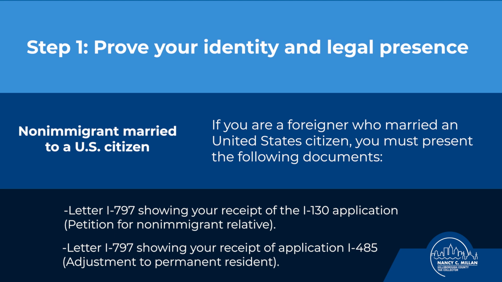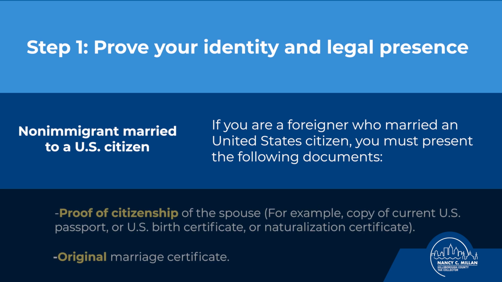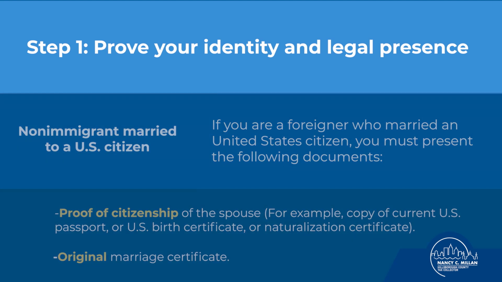Petition for non-immigrant relative. Letter I-797 showing your receipt of application I-485, adjustment to permanent resident. Proof of citizenship of the spouse. For example, a copy of a current U.S. passport, or U.S. birth certificate, or naturalization certificate, and original marriage certificate.